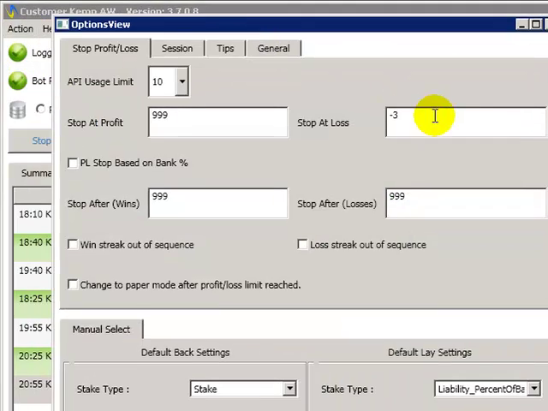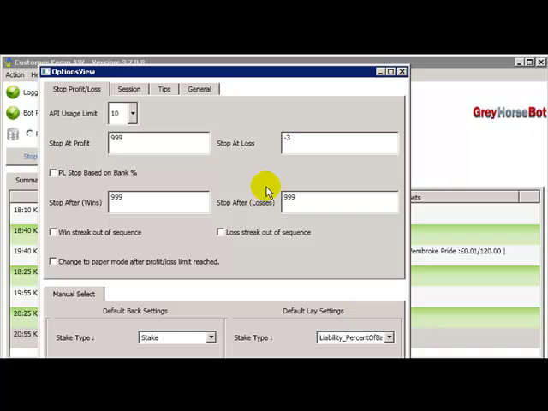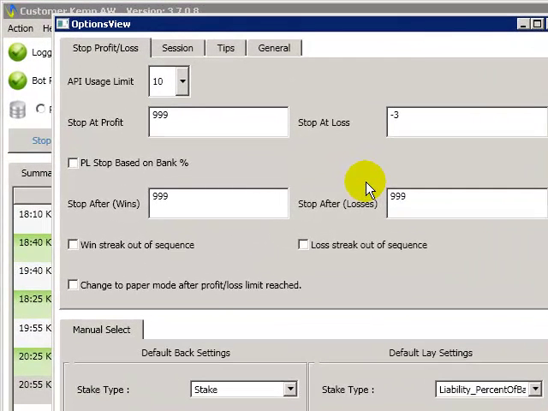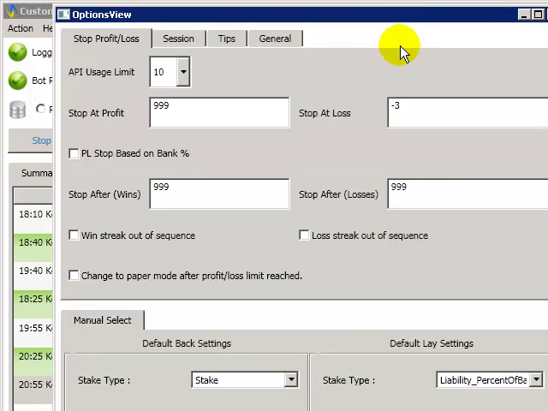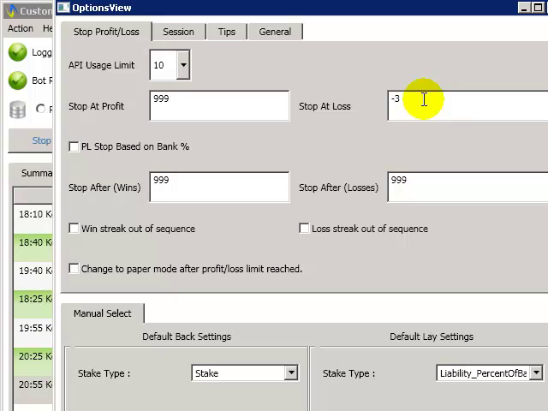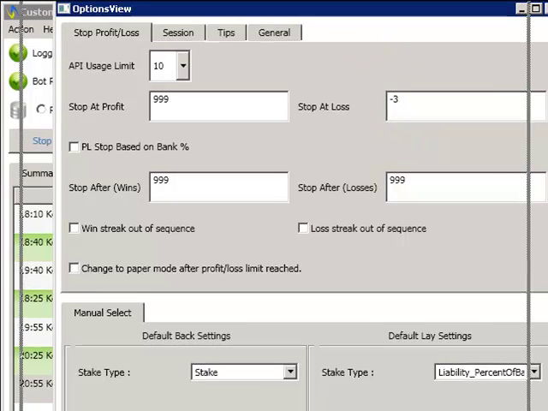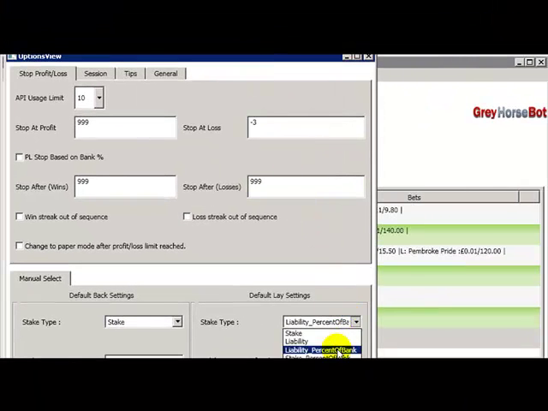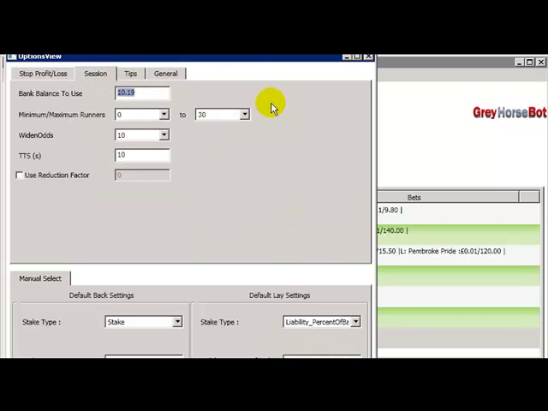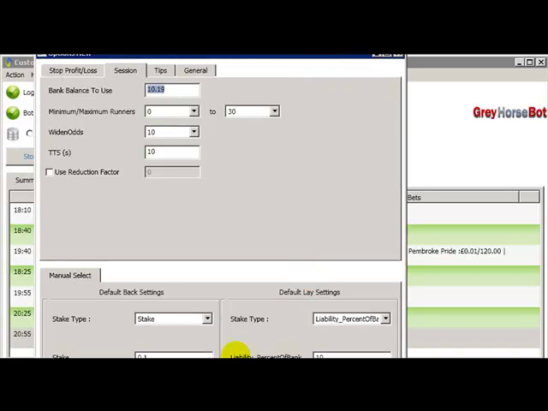So in this case, I've just put -£3. If it gets to that, then we'd be re-looking. This system's only had 1 loser in a row, but it could go down. We're being very cautious because we always like to do that, because then we can have a re-look at it if it does have that much loss, and decide what to do next. So as you can see, we're using liability percent of bank and we're using 10%, and I've set the session bank up as £10. That's what the bot will use from now on.